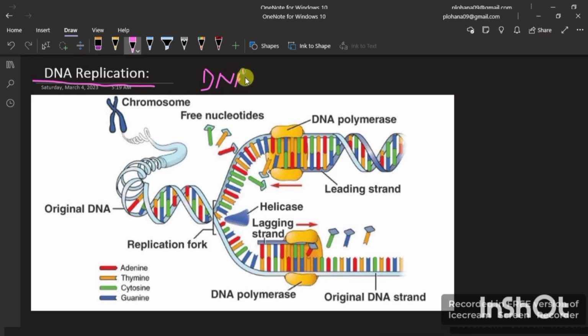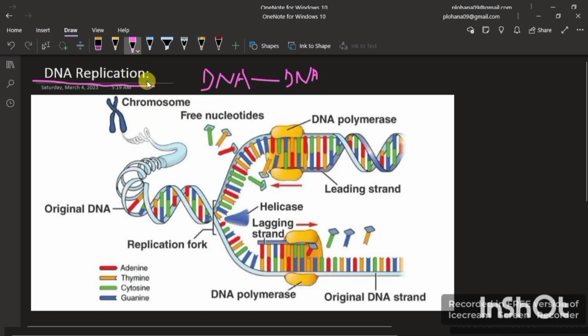DNA will be made from DNA itself. So basically this process is known as DNA replication. Now we need to know how many types of DNA we have.